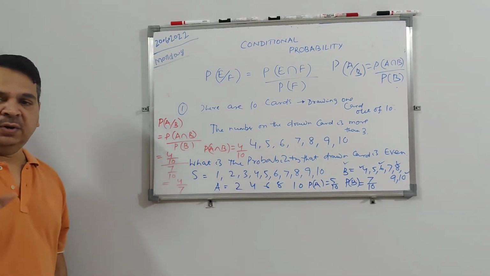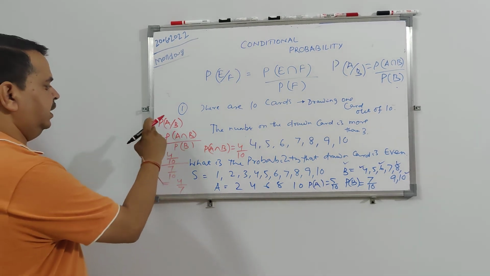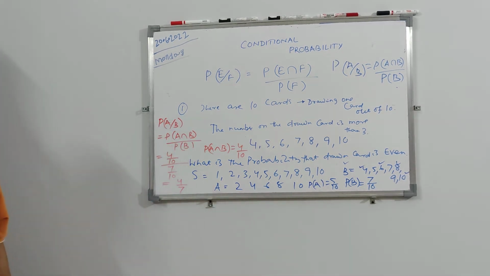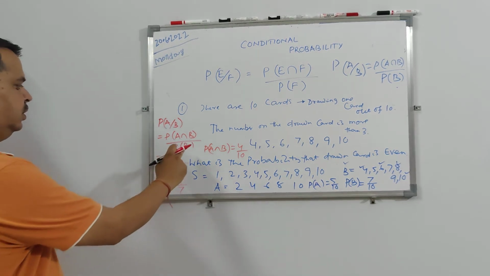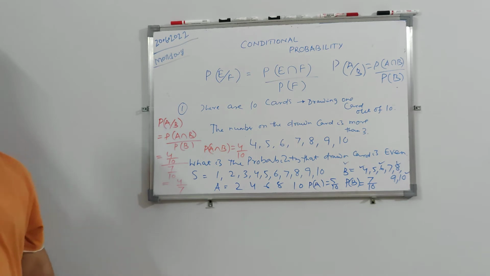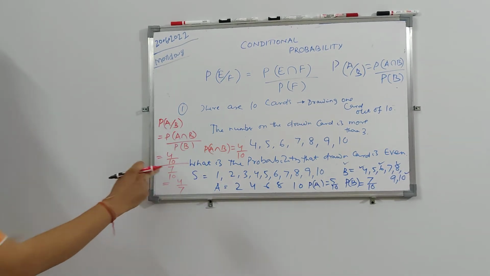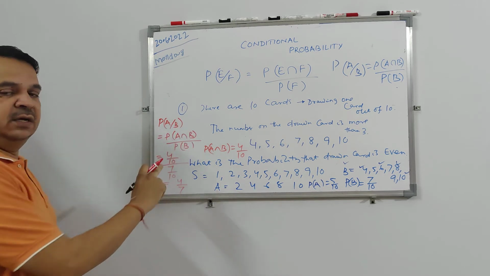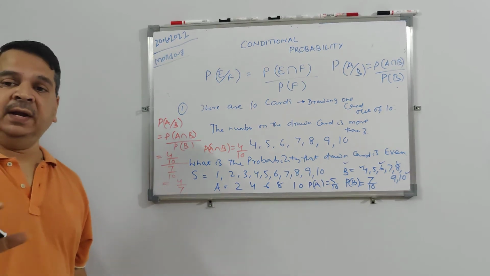So now you understand what conditional probability is. A given B means B has already occurred. So that one will come in the denominator. That B, the second term which has already occurred, will come in the denominator, and the intersection of A and B. For finding the intersection of A and B, you have to find A and B.